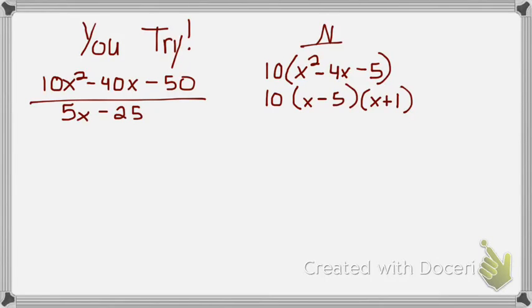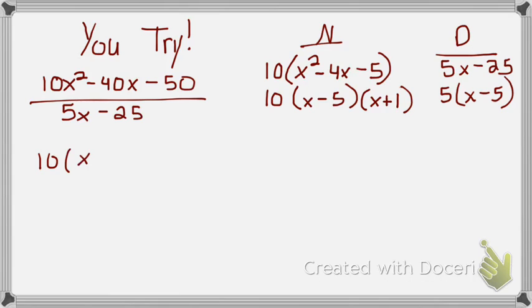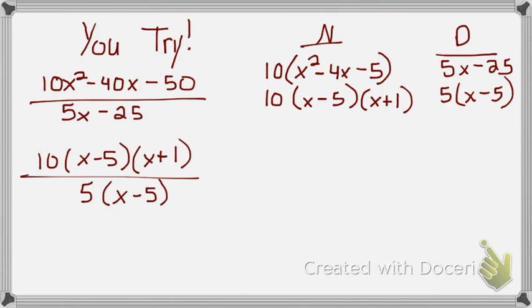And then in my denominator, I'll just simply do GCF factoring. My GCF is 5. So when I take that out, I'm left with x minus 5. If I put them back together as a rational expression, I'll have 10 times x minus 5 times x plus 1 in the numerator, and 5 times x minus 5 in the denominator.